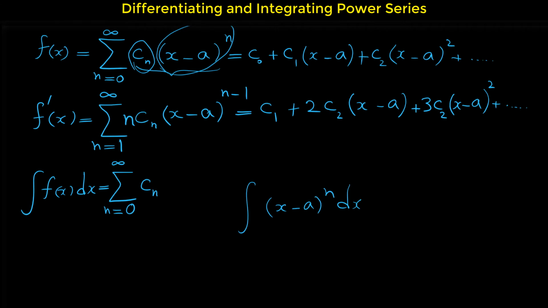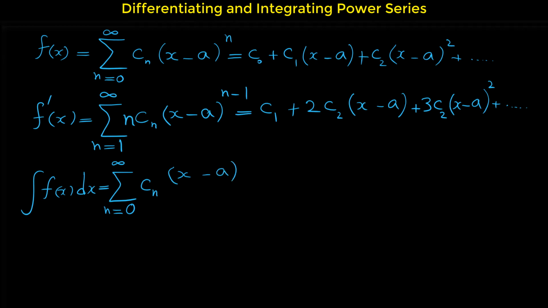For integrating this expression, we have to use the power rule for integrals. We add 1 to the power, and we put the new power in the denominator. So the integral of (x minus a) to the power of n is (x minus a) to the power of n plus 1, over n plus 1. And don't forget to add the constant c in your answer.